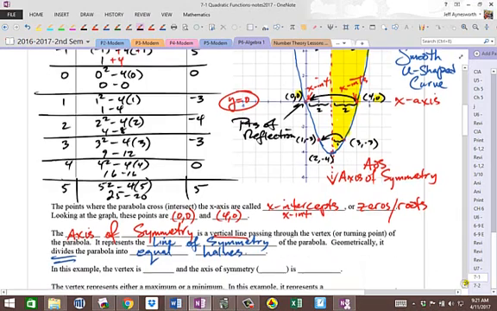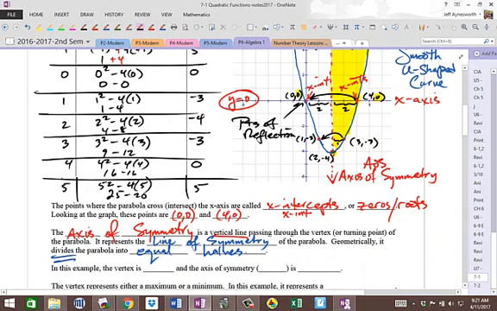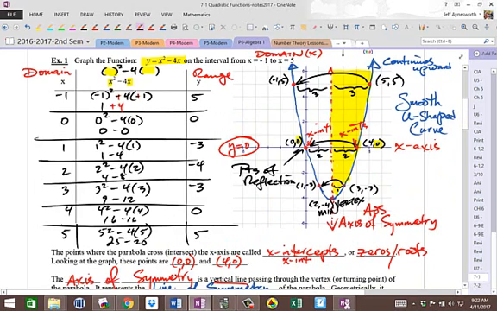Now, the vertex of the parabola, in this case this is the vertex, is either the lowest point or the highest point. In this case, this is the lowest point, so we call it a minimum. So the vertex here represents a minimum. The vertex is (2, -4). And the axis of symmetry right here is a vertical line passing through 2 on the x-axis. So I abbreviate that AOS, by the way, as x = 2, because any vertical line passing through 2 on the x-axis has the equation x = 2.